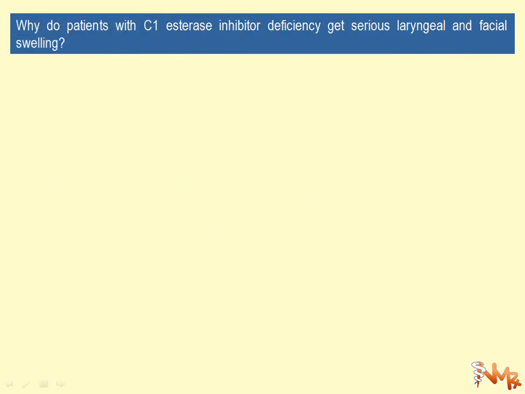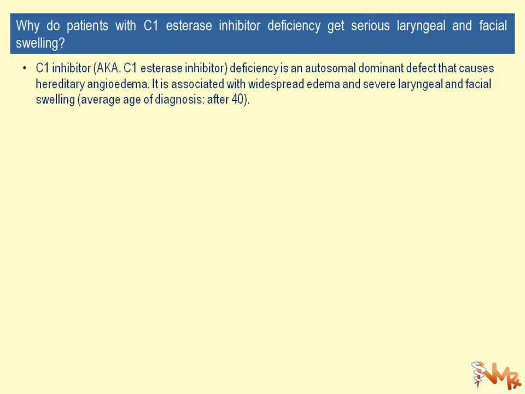Why do patients with complement 1 esterase inhibitor deficiency get serious laryngeal and facial swellings? C1 inhibitor, another name for it is C1 esterase inhibitor. Deficiency of this is an autosomal dominant defect that causes hereditary angioedema. It is associated with widespread edema and severe laryngeal and facial swelling. The average age of diagnosis is after age 40.